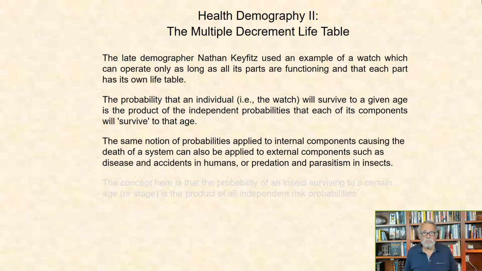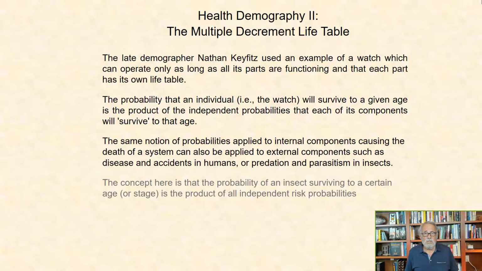The same notation of probabilities applied to internal components causing the death of a system can also be applied to external components such as disease and accidents in humans or predation and parasitism in insects. The concept here is that the probability of an insect surviving to a certain age or stage is the product of all independent risk probabilities. Obviously, the same applies to humans.